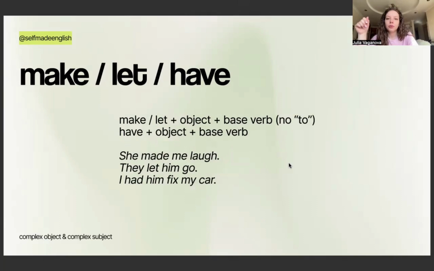Make, let, and have do not need any particle after those. So make, let, have, then object and the base verb, right? So the infinitive. She made me laugh. They let him go. So pretty intuitively comprehensible. But when it comes to grammar, just keep in mind that you do not need to after these verbs particularly.